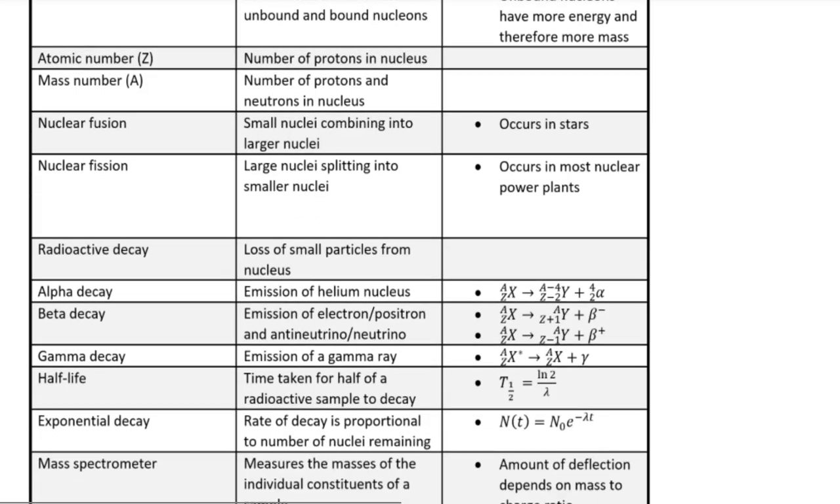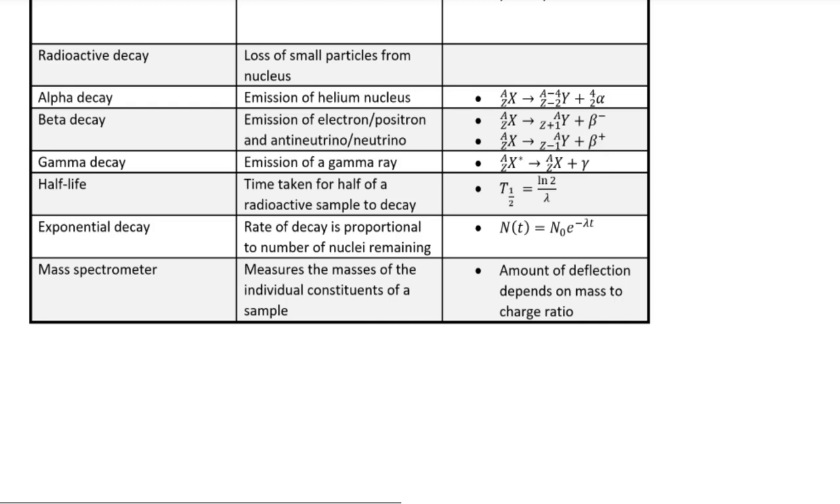The final type of decay is known as gamma decay and is simply the emission of a gamma ray, a high energy form of electromagnetic wave. As a gamma ray is not a particle in itself and has no charge associated with it, the atomic and mass numbers stay the same. The release of a gamma ray simply lowers the energy of the unstable nucleus.